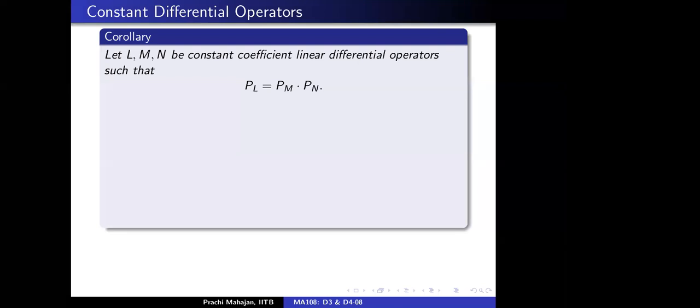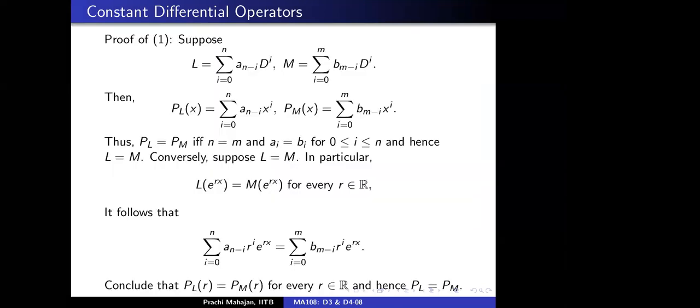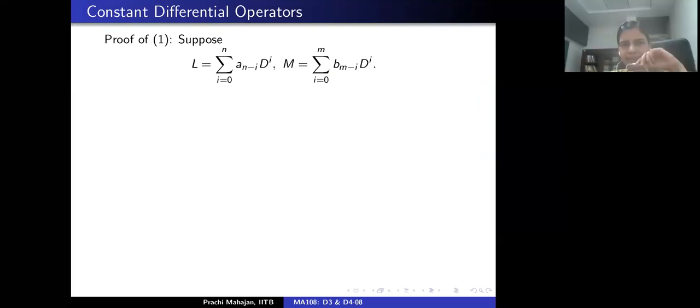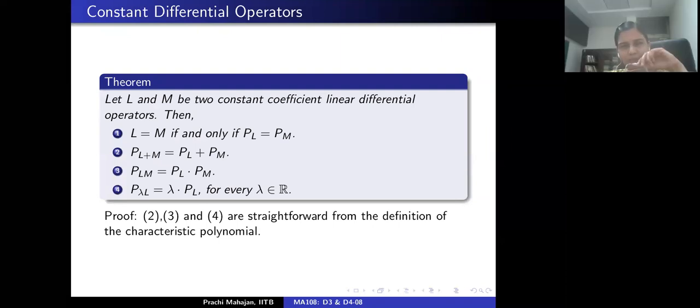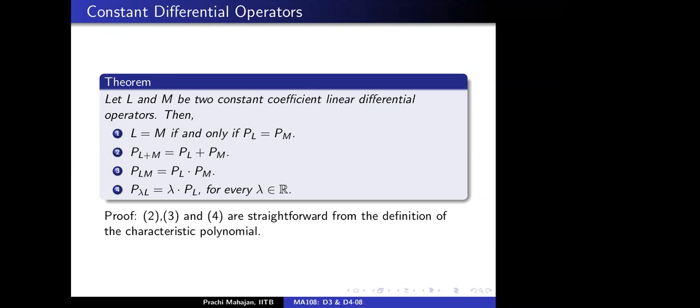Ma'am, sorry to interrupt. I had a confusion regarding the L into M notation. Multiplication of the two operators and the composition of the two operators would give the same operator, right? Here, because they are constant coefficients. In general, it may not be right, but here it's fine. Okay, thank you.